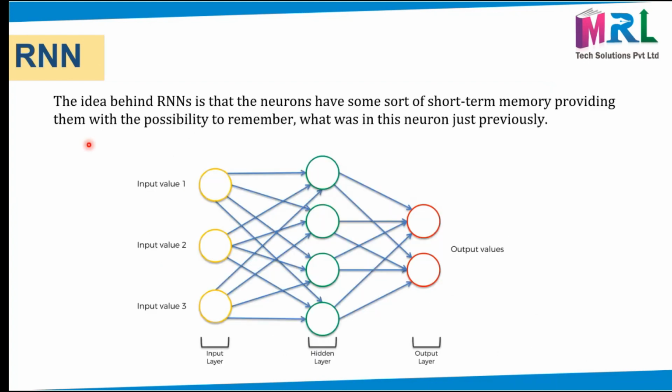Now we come to the definition of RNN, how this RNN will work and what its structure is, everything. The idea behind RNN is that the neurons have some sort of short-term memory, providing them with the possibility to remember what was in this neuron just previously. So the idea behind the RNN is that in some cases, we need short-term memory.